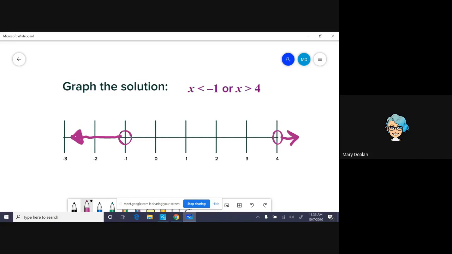Okay, so this is what you want. And just because it's that or statement, you have the two pieces graphed. When it's an and statement, you have the single segment.